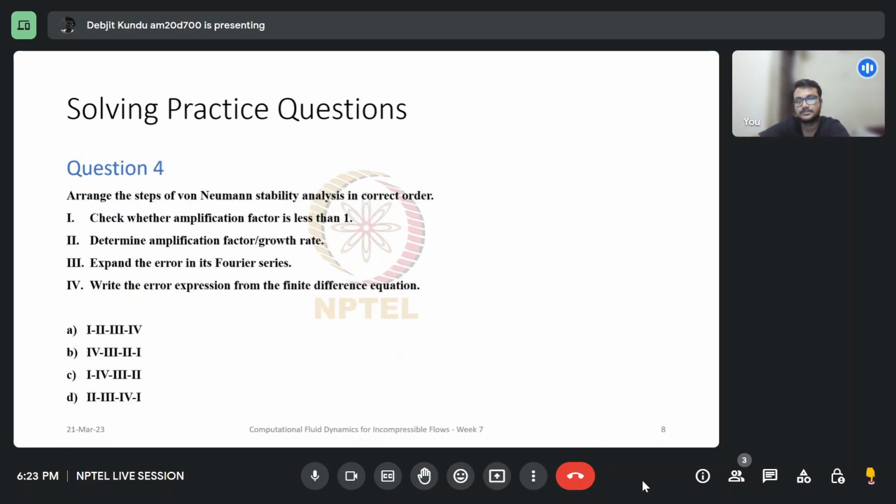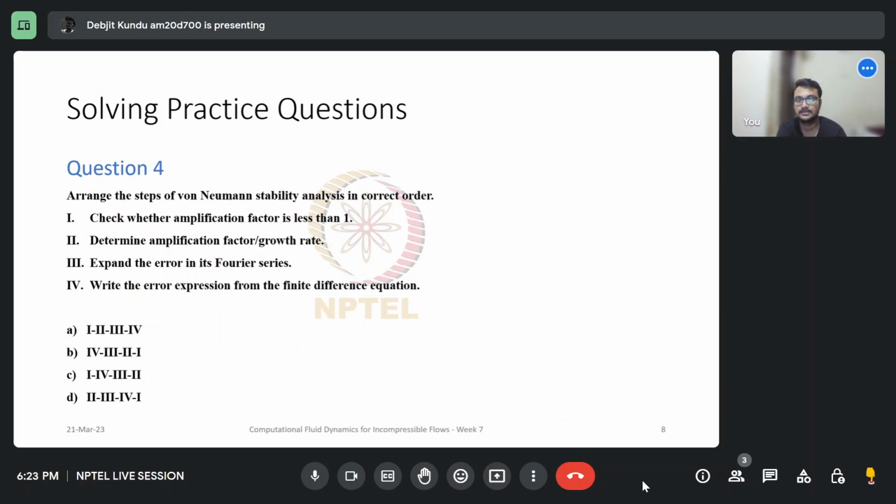Arrange the steps of von Neumann stability analysis in correct order. So different steps of the von Neumann stability analysis are given, but in a jumbled up order. You have to figure out the correct order and then pick whatever option given below corresponds to that correct order. So the different steps given are: step 1, check whether amplification factor is less than 1. Step 2 is determine amplification factor or growth rate. So those are two names of the same thing.